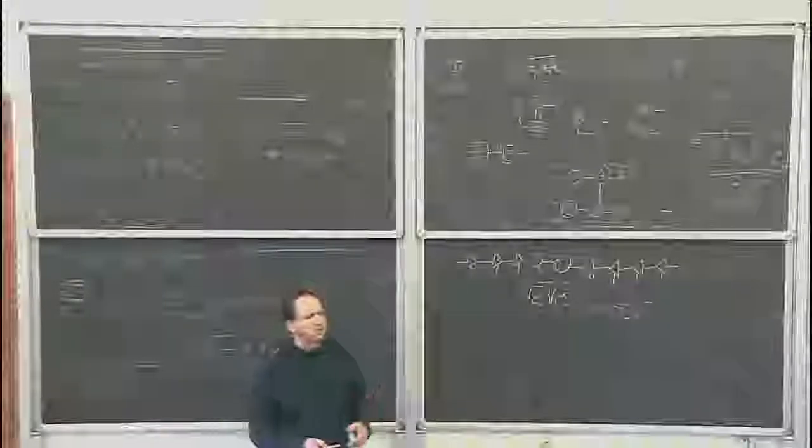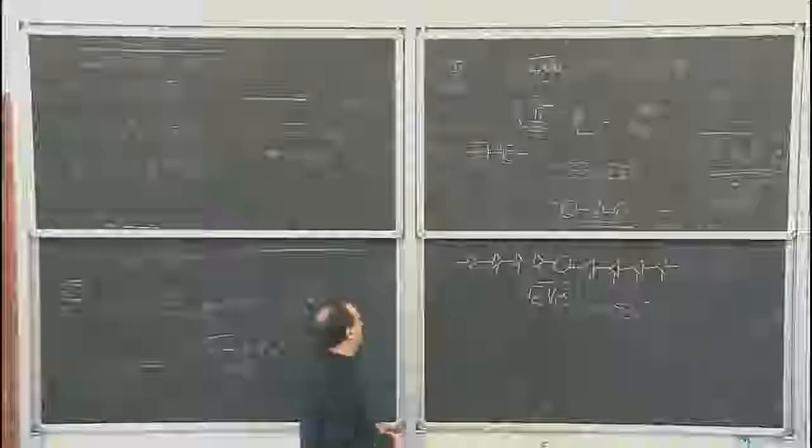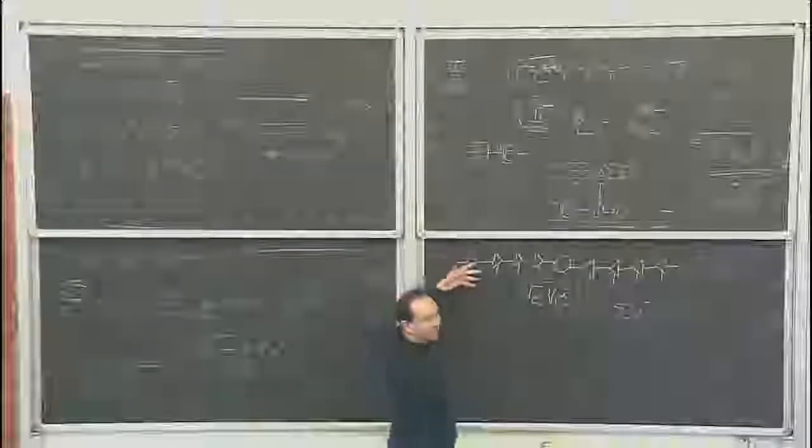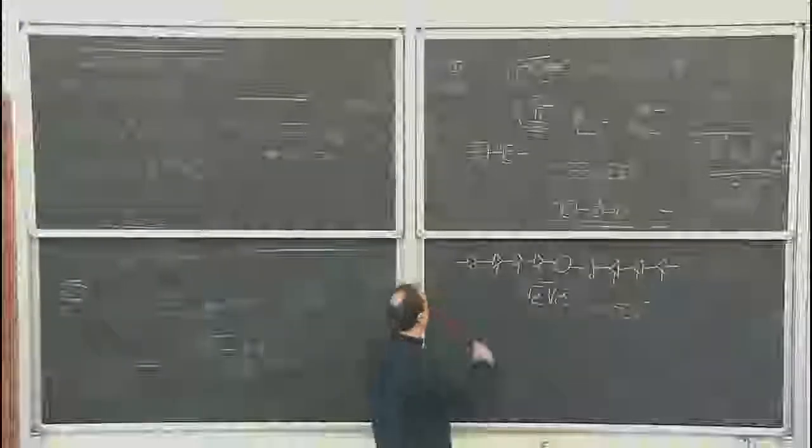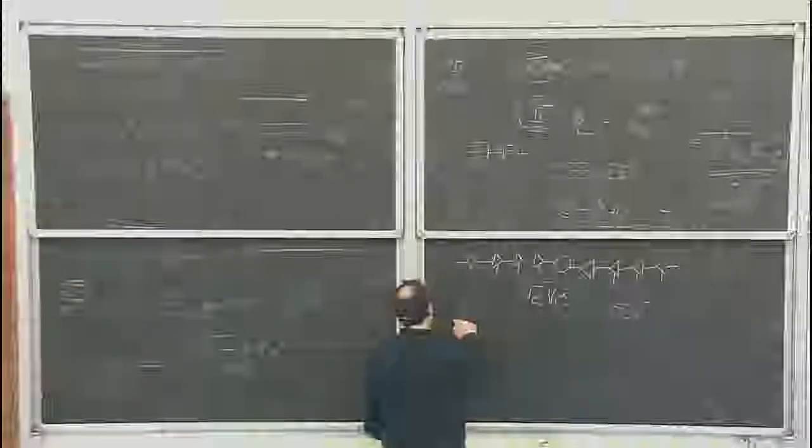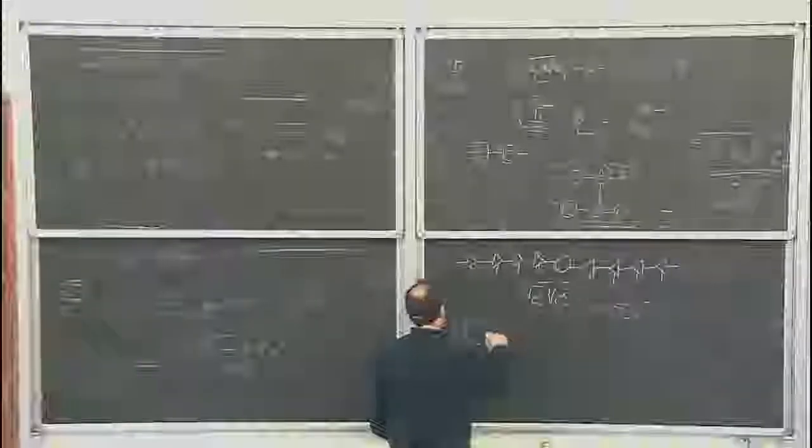There was a question? Well, this is just notation that this is an isometry in this direction. So it means that this thing is equal to the identity.